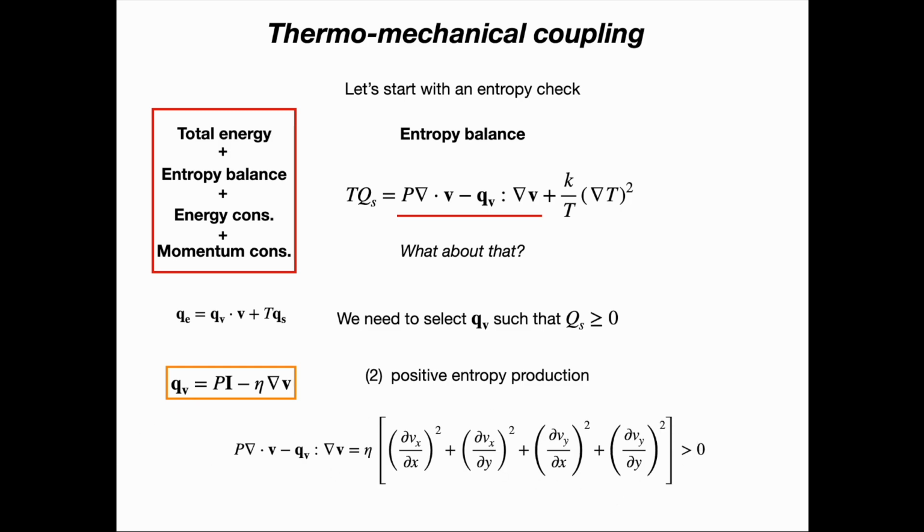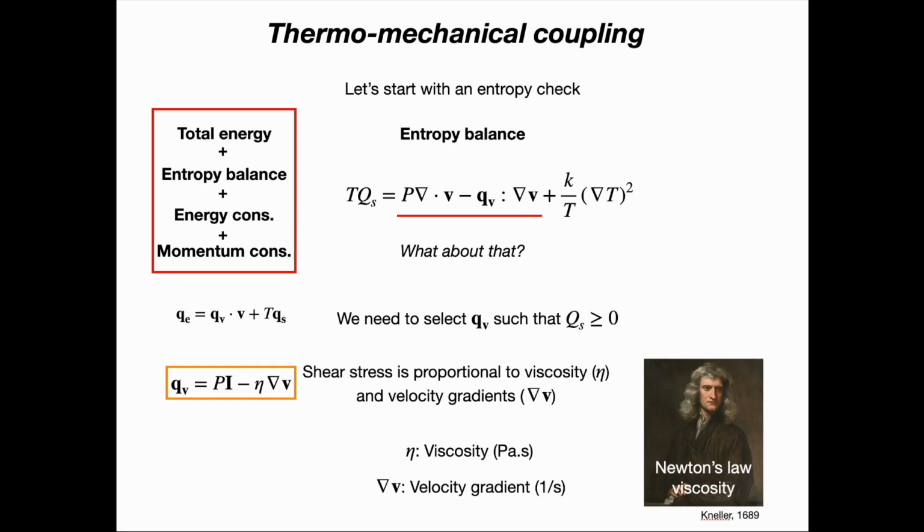Now we have positive entropy production, and in fact, what we've been using here is a proportionality relation between shear stress and velocity gradient tensor, with the factor of viscosity. So this is Newton's law of viscosity. Viscosity has units of Pascal times second, and the velocity gradient tensor components are in 1/second. So now we have a new expression for the flux, and this flux applies to viscous fluids.